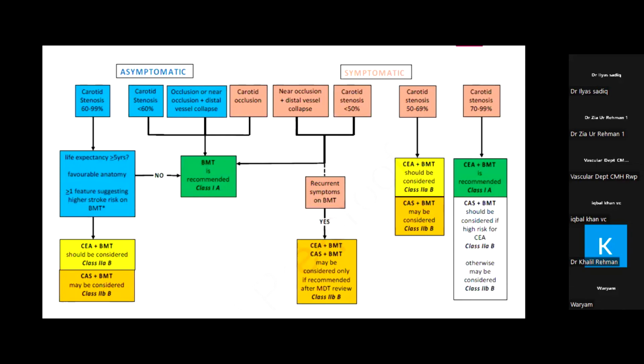And last, there's this diagram, a flow chart to show the whole treatment plan in asymptomatic and symptomatic patients. My focus was on asymptomatic patients. So in asymptomatic patients, the carotid stenosis ranges from 60 to 99%. If life expectancy is more than 5 years with favorable anatomy and one or more features suggesting higher stroke risk on best medical treatment, the patient should be considered for either carotid endarterectomy or carotid artery stenting. If there are no such features, then best medical treatment is the best method.